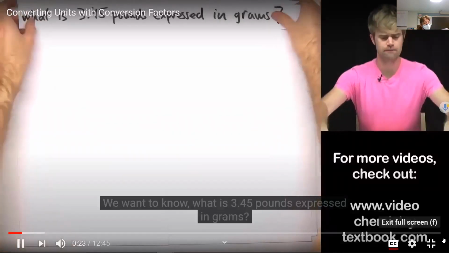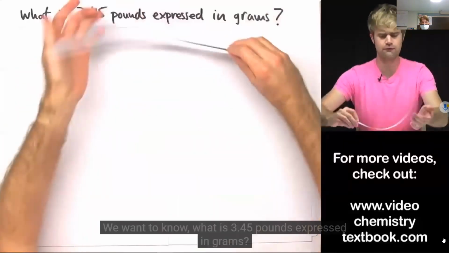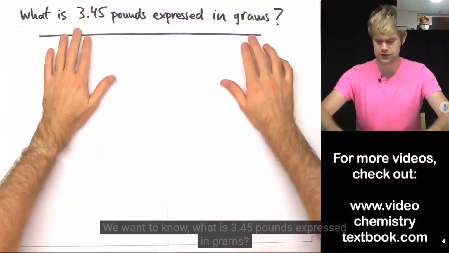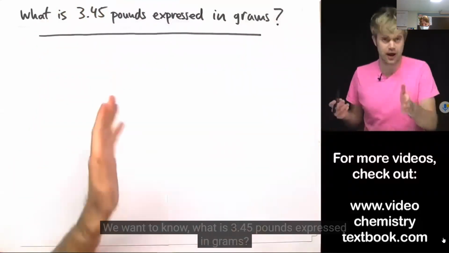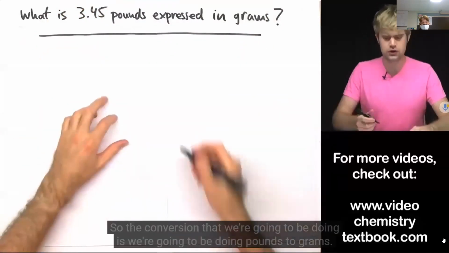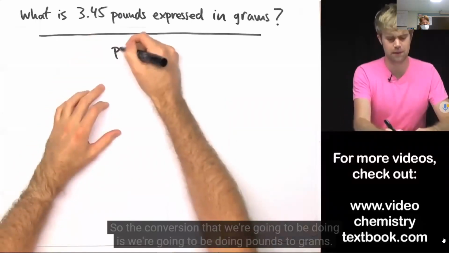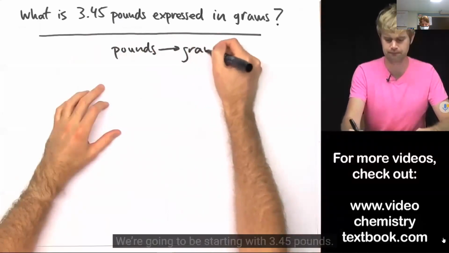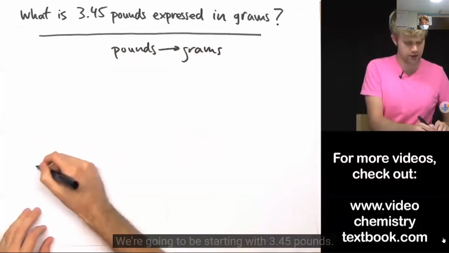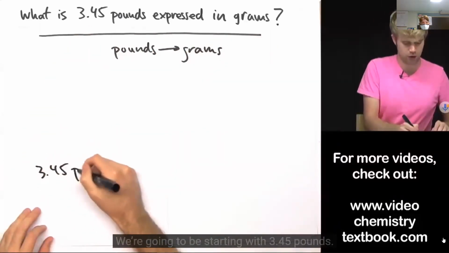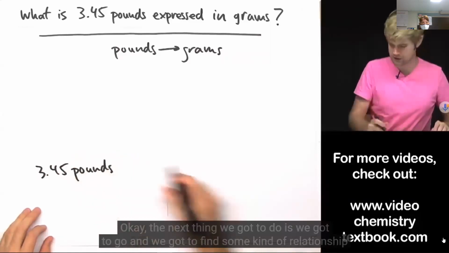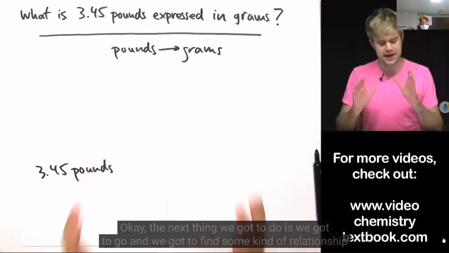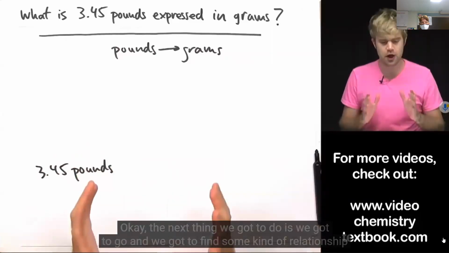We want to know what is 3.45 pounds expressed in grams. So the conversion that we're going to be doing is pounds to grams. And we're going to be starting with 3.45 pounds.